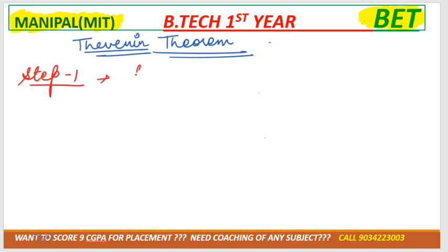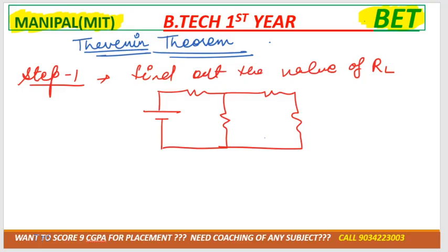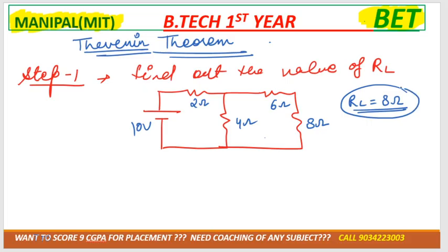Step number 1 is to find out the value of the load resistance. In whichever branch we need to calculate the current, that is the load resistance. Suppose this is a question, I'm taking a basic example: 10 volt, 2 ohm, 4 ohm, 6 ohm, 8 ohm, and RL is equal to 8 ohm. If they ask us to calculate the current in, let's take 4 ohm, then in that case RL must be equal to 4 ohm, right?